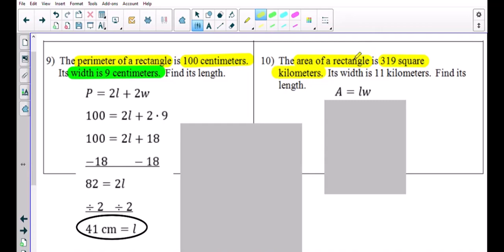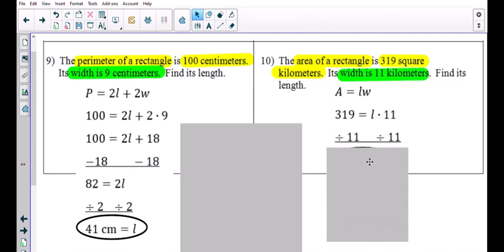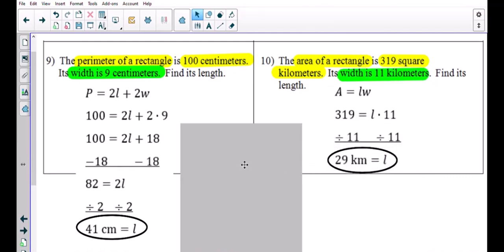We'll replace A with 319. We're also given the width to be 11. So I'll have 319 equals L times 11. The inverse of multiplying by 11 is to divide by 11. We'll get that our length is going to be 29 kilometers.